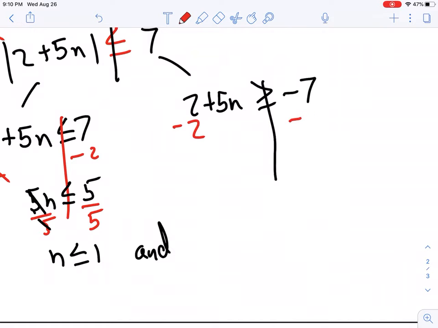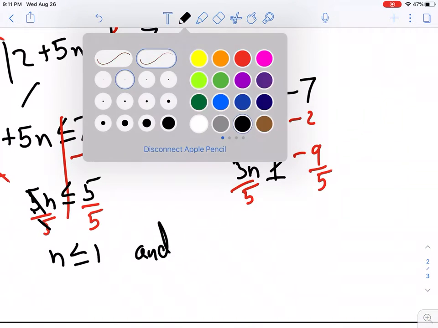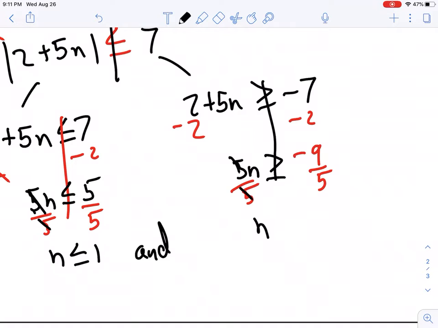All right, subtract 2. It's going to be negative 9. Dividing by 5. Sorry, I'll color coordinate my steps here. And n is greater than or equal to negative 9 over 5, which would also be n is greater than or equal to negative 1 and 4/5.